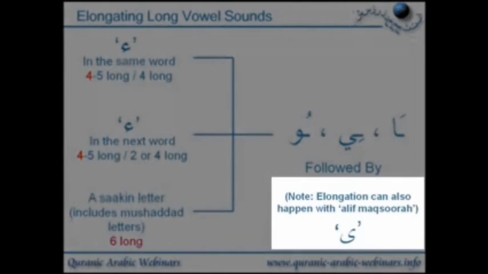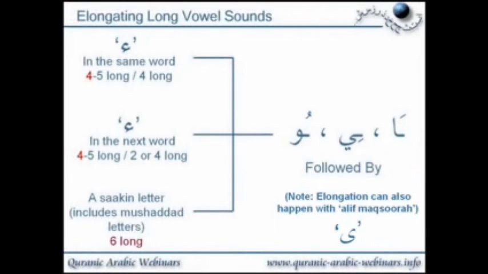A note here, elongation can also happen with the alif maqsura, because remember the alif maqsura is effectively the alif painted as a ya, and it will come at the end of a word after a letter with fatha, so effectively operates like the fatha alif. So the same rule can be applied to the alif maqsura, and we'll see some examples of this as well.